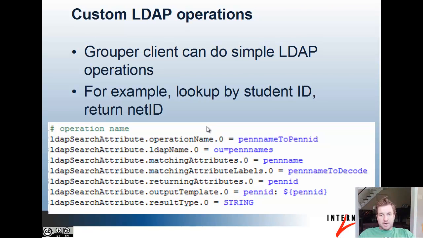You can do custom LDAP operations to have your grouper client be a simple LDAP client. So for example, you could look up a student by their ID and return the net ID. In this case, we have pen name to pen ID. OU equals pen names is where we're looking, and the matching attribute is the pen name, so we're converting from a pen name to something else. And attribute labels, pen name to decode, is what's going to be in the command line, and the returning attribute comes back from LDAP as the pen ID attribute, and the output template just says pen ID colon and then whatever pen ID was returned, and the result type is a string.